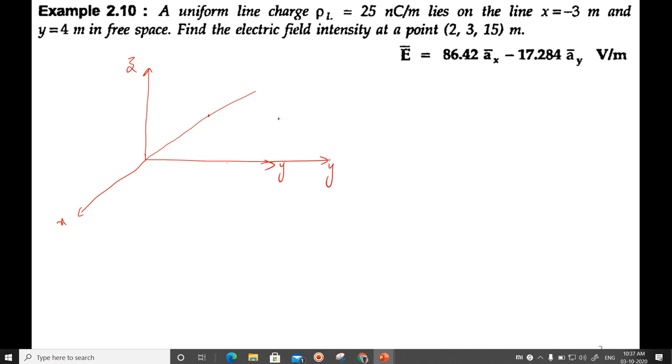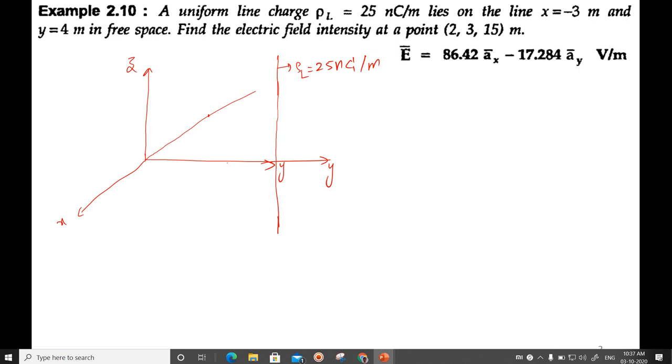And the line charge is located here, means it is parallel to z axis. It is not located on the z axis, but it is parallel to z axis. See here, x is minus 3 and y is plus 4. It will come here and it is parallel to z axis. We have seen this case, right? So line charge density rho L is given 25 nanocoulomb per meter. So anywhere on this line, x and y are fixed. Only z is varying. X is minus 3 and y is plus 4, right?